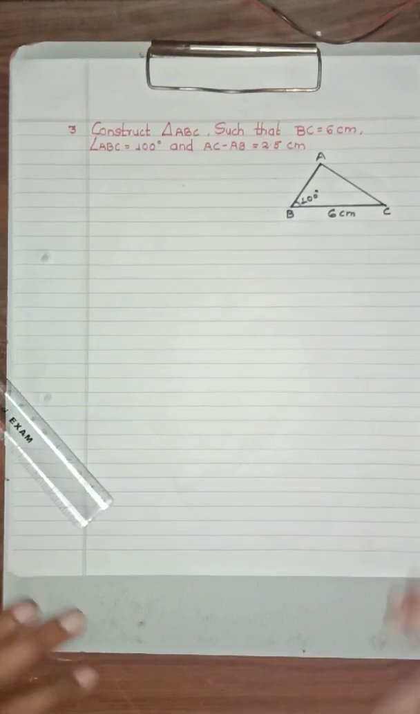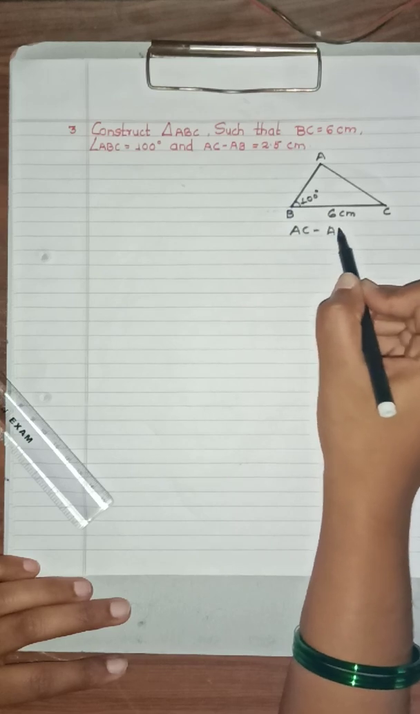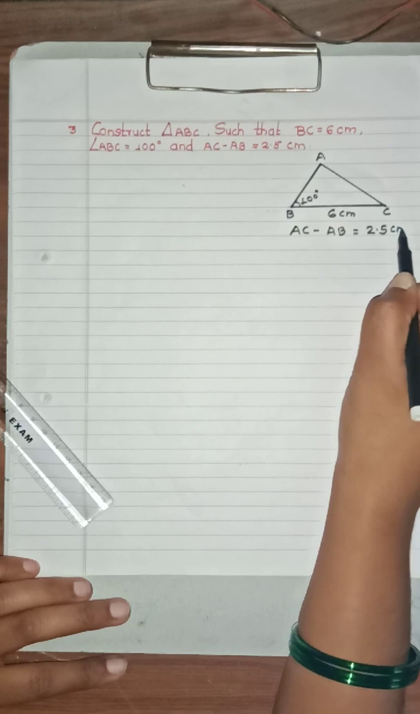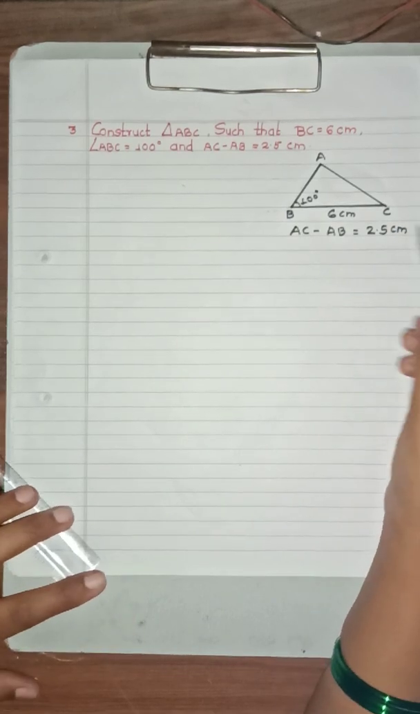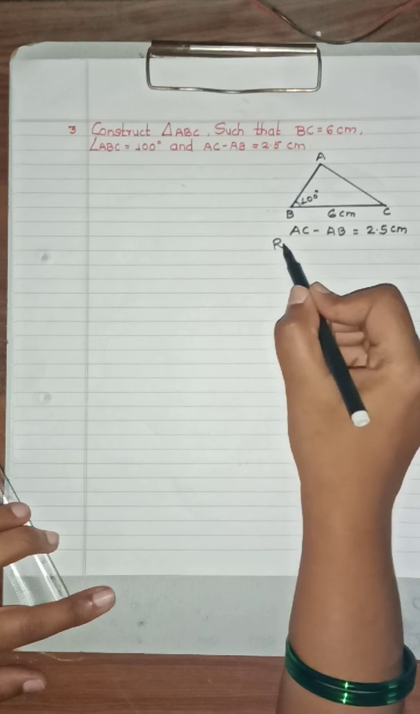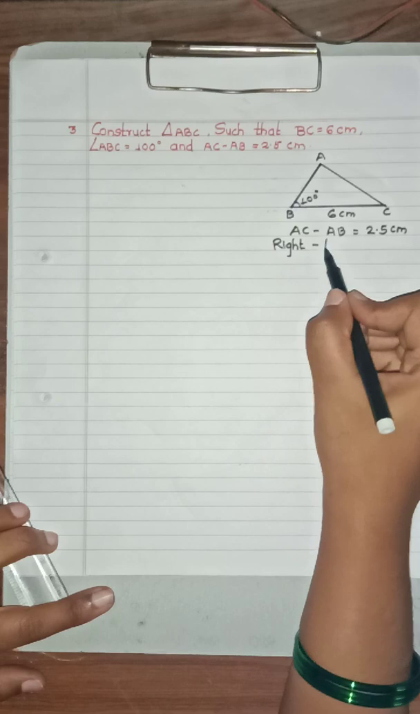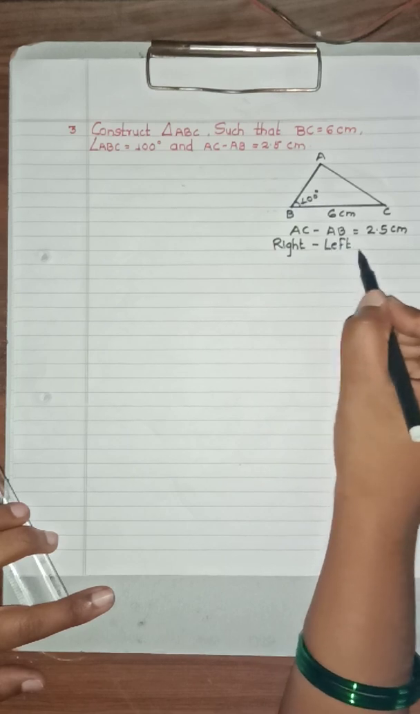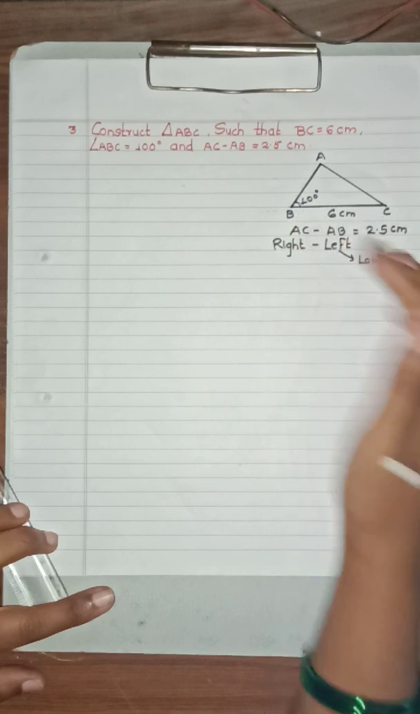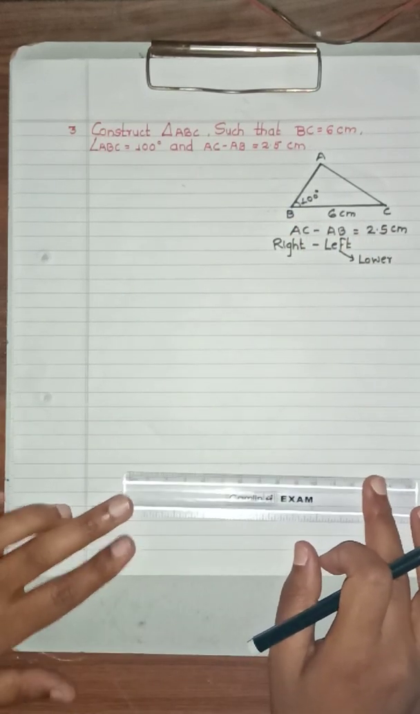Now children, they have given you that AC minus AB is equal to 2.5 centimeters. Okay, now see, AC is to your right hand side, right, and AB is to your left. Left means you have to draw the diagram lower, below the base. Okay, now first of all, let us start with the construction.